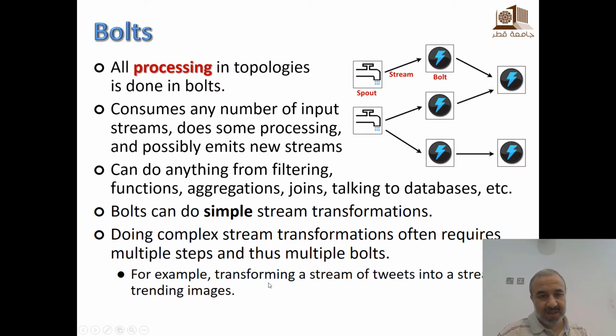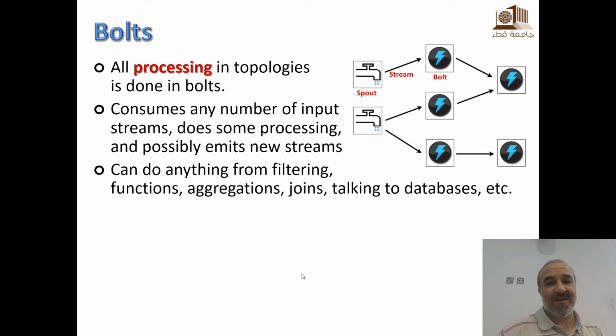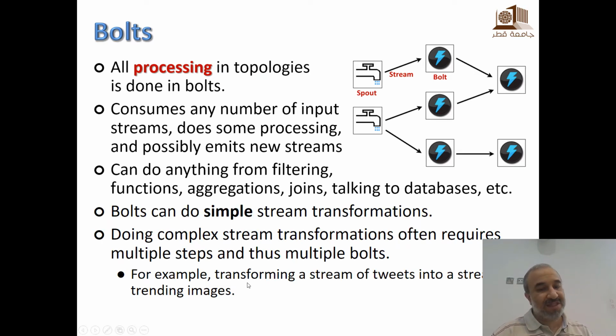So let's think about this example. I know that you will start to think about this. Let's go through this example together, and then I will answer your question. Let's say that we have a stream of tweets, and I want to transform it into a stream of trending images. What do you mean by trending images? Images that are frequent. Okay, so what do we do? What do we need here?